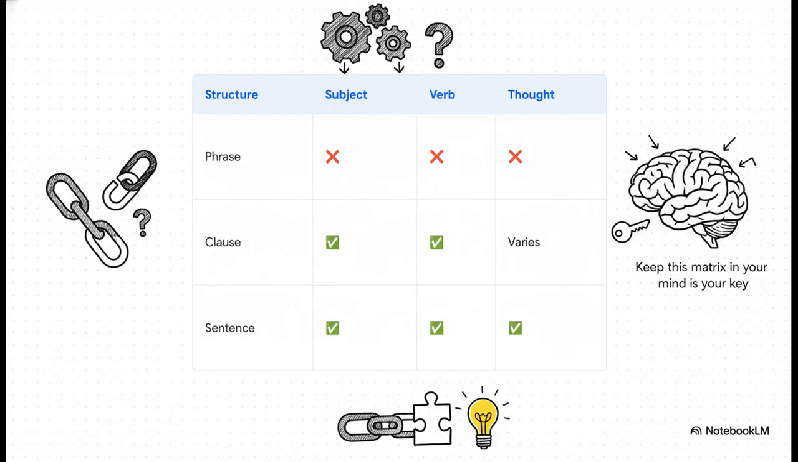So, the crucial point is incredibly clear when we look at this visual cheat sheet. A phrase? Nope. No subject, no finite verb, no complete thought. A clause? Yes to the subject and the finite verb, but it only sometimes forms a complete thought, depending on if it's independent or dependent. And a sentence? It checks all the boxes: subject, finite verb, and a guaranteed complete thought. Keeping this mental matrix in your mind is literally your key to flawless grammar.